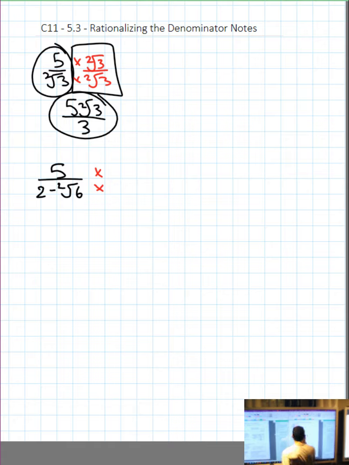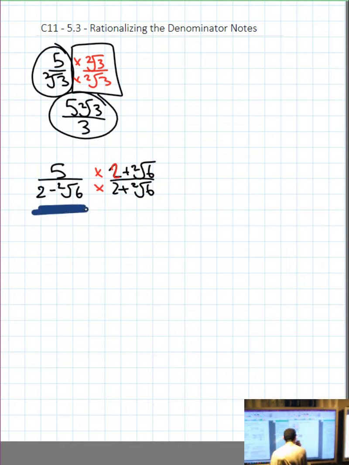The conjugate is 2 plus root 6. Top and bottom, 2 plus root 6. So again, if the bottom had a minus, we times the top and bottom by the opposite of the middle term. We don't change the front term. Don't make up rules. So I'm going to put brackets around everything that needs it.